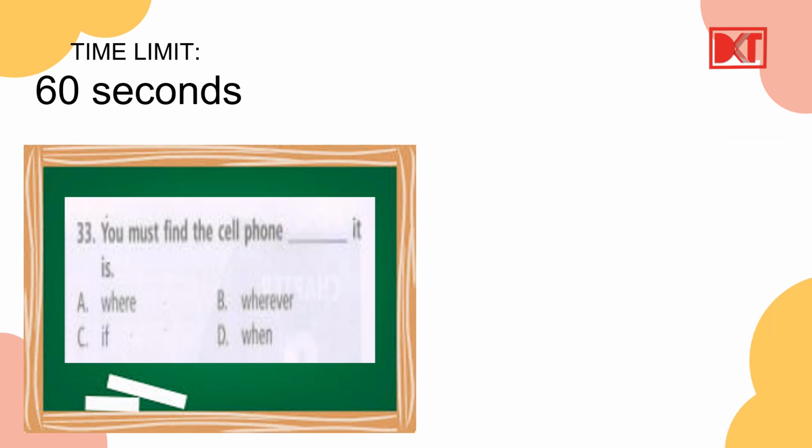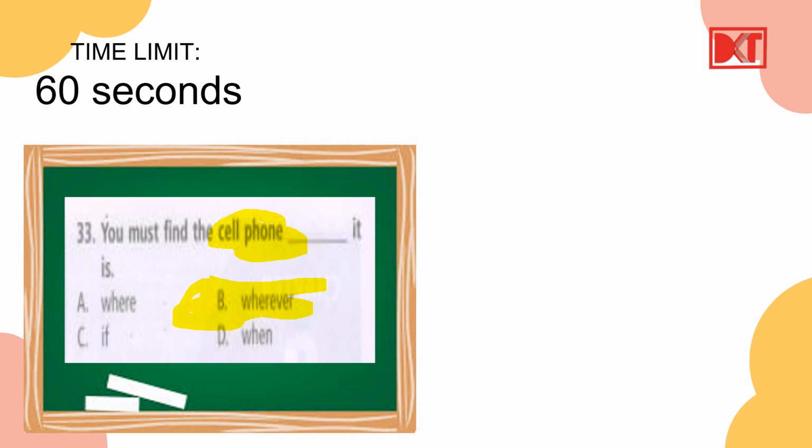Okay, next, you must find the cell phone dash it is, where it is, wherever it is, if it is, or D, when it is. Correct answer is B, wherever it is. Conjunction of place. So we're talking about the cell phone, wherever it is, you should find it. So wherever the cell phone is, it should be found.